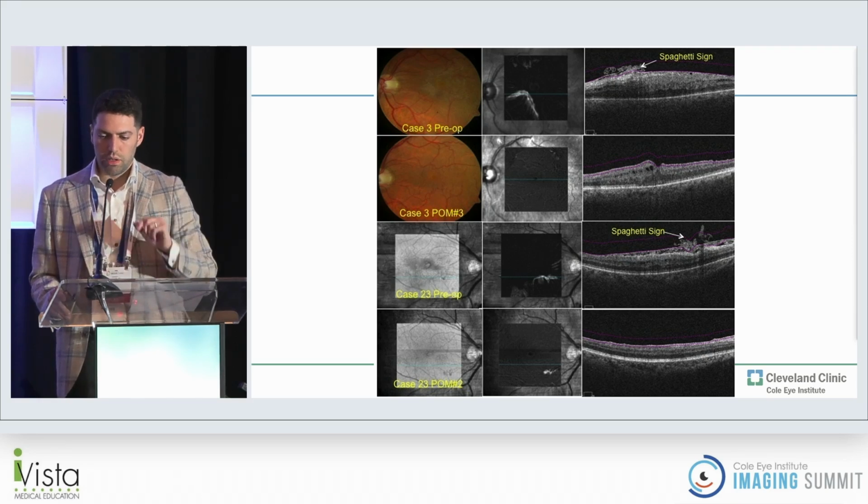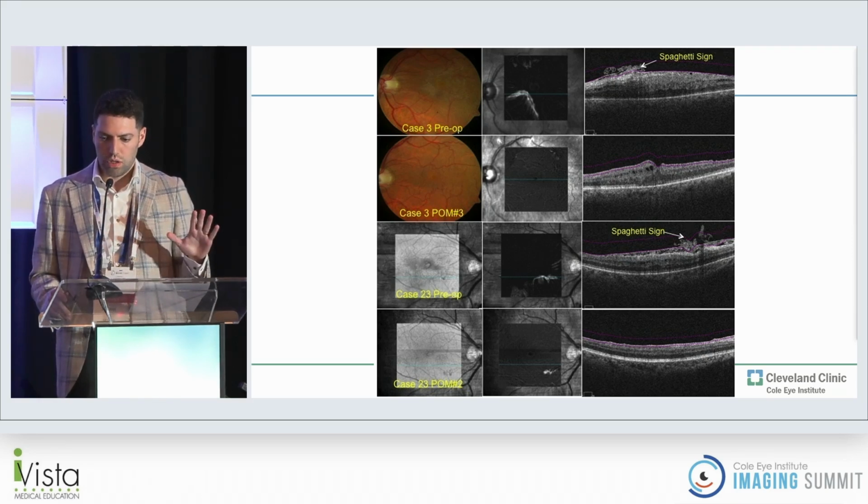And you can see when they peeled it, this is from their paper, it totally resolved when they peeled around it. They don't touch the schisis of the RNFL. They just peel the ILM and the ERM around it. In the bottom image, you see the same thing, resolution of the spaghetti sign postoperatively.